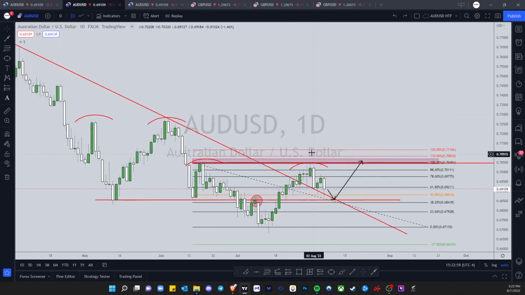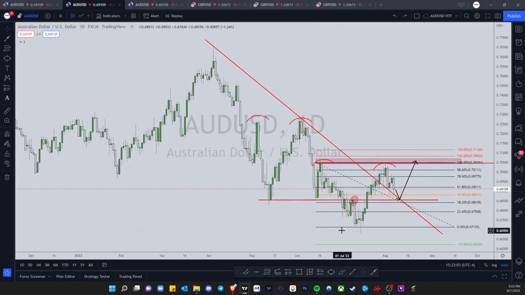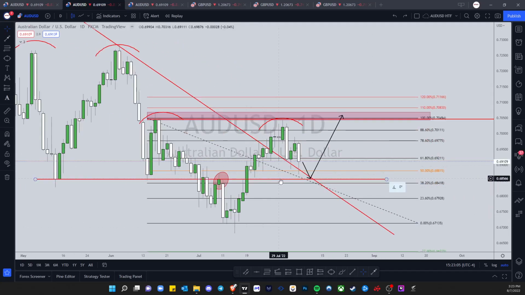Right now daily is bearish, but it's looking like it's reaching a support level, right? And also it looks like a possible inverted head and shoulders. This is your first shoulder. This is your head. Possibly the right shoulder right here.